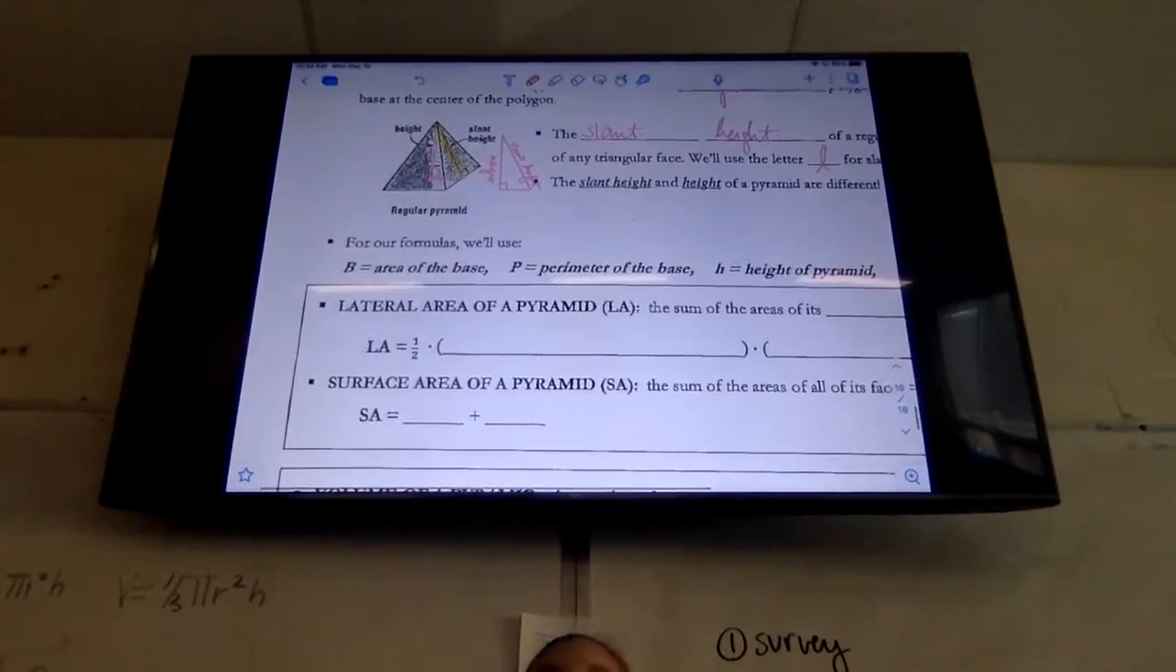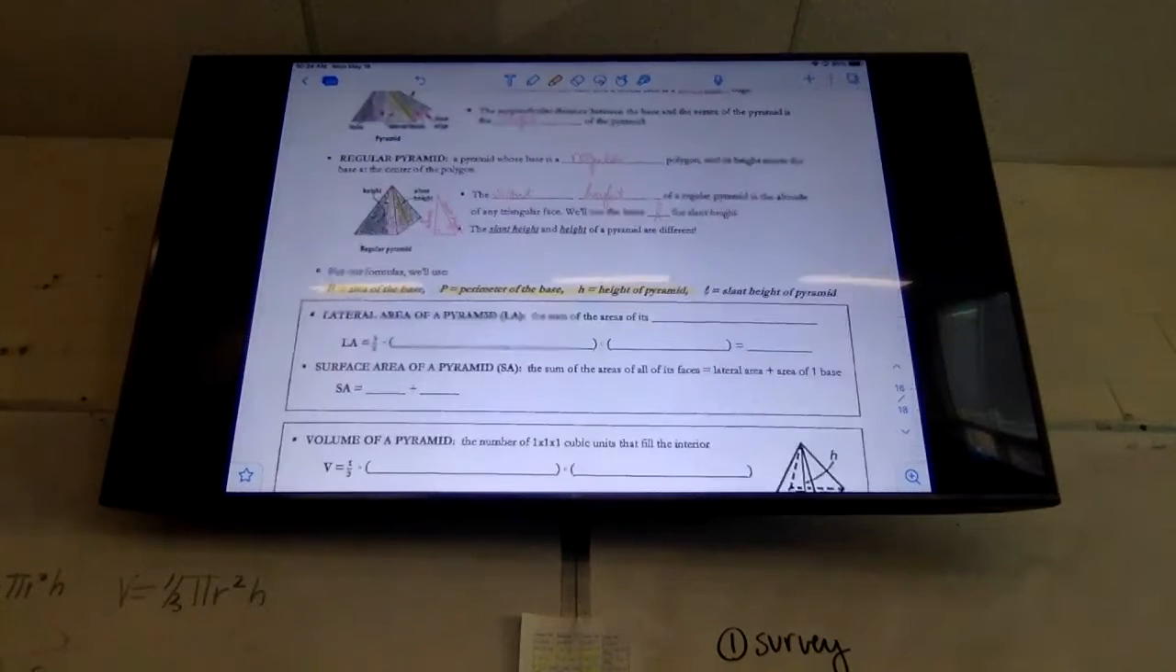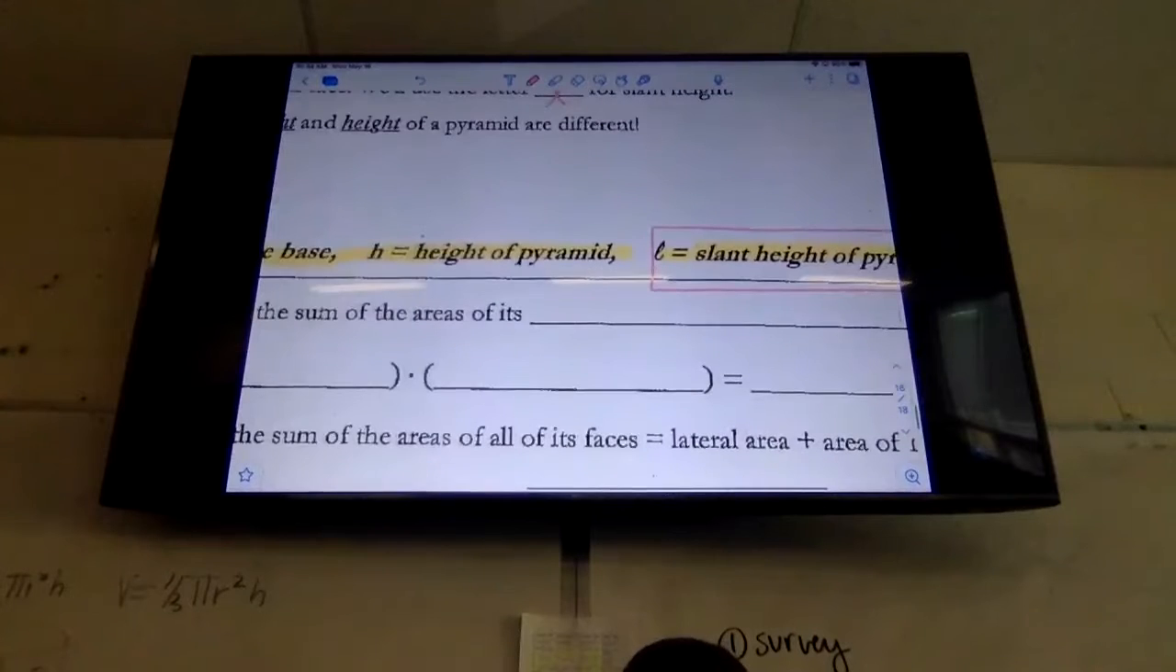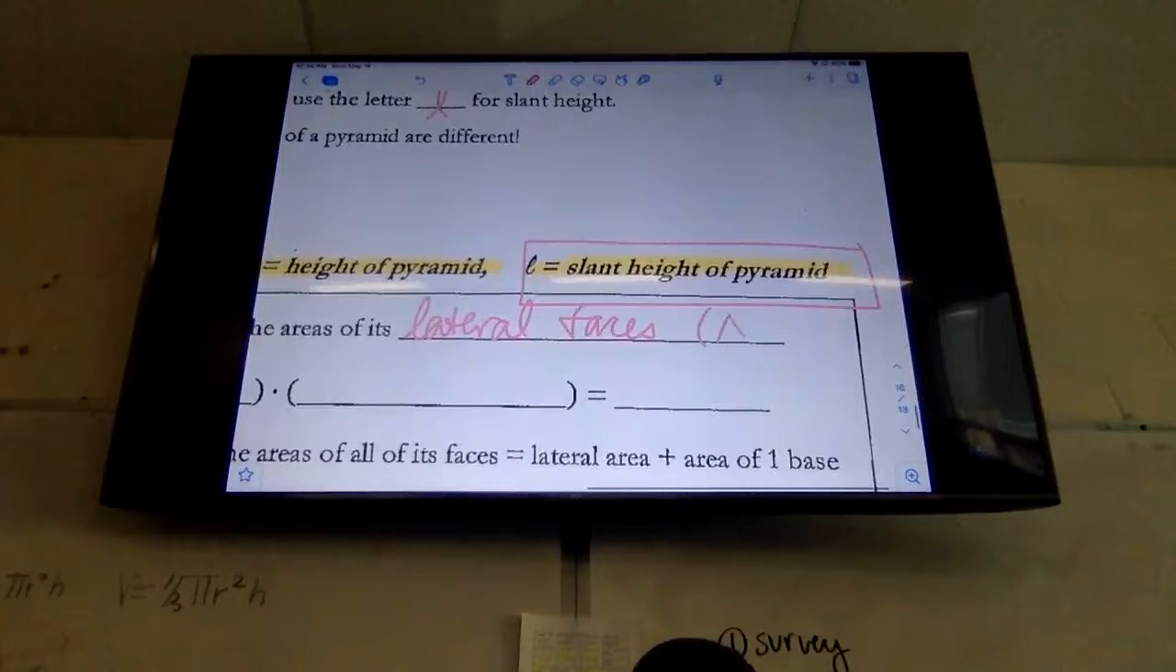We're still going to use the same big letters we used before. Big B means the area of the base. Big P means the perimeter of the base. H means height of the pyramid. L means slant height. That's my new one, if you were keeping track. Lateral area is still the sum of all the lateral faces. And in our case, these lateral faces are all triangles, so I just drew a little triangle next to it to remind myself.